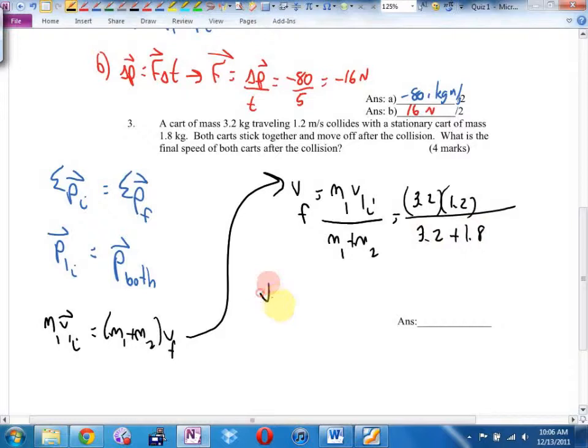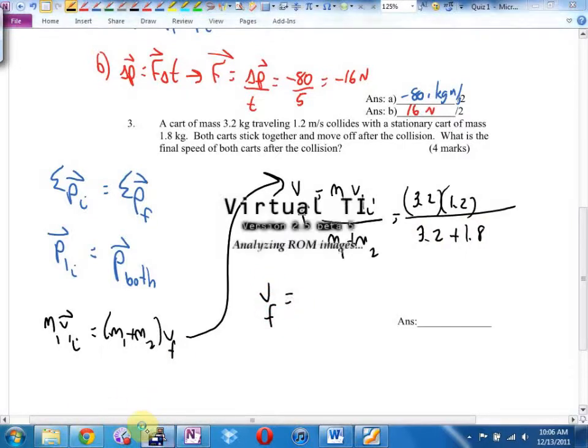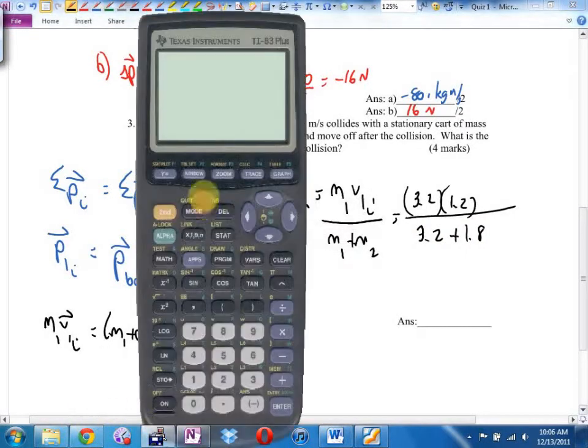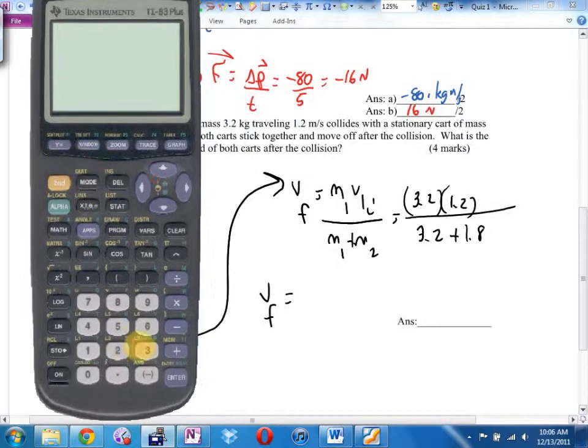Final velocity is going to be 3.2 times 1.2 divided by 5. I think 3.2 plus 1.8 is 5. Do you get 0.768?